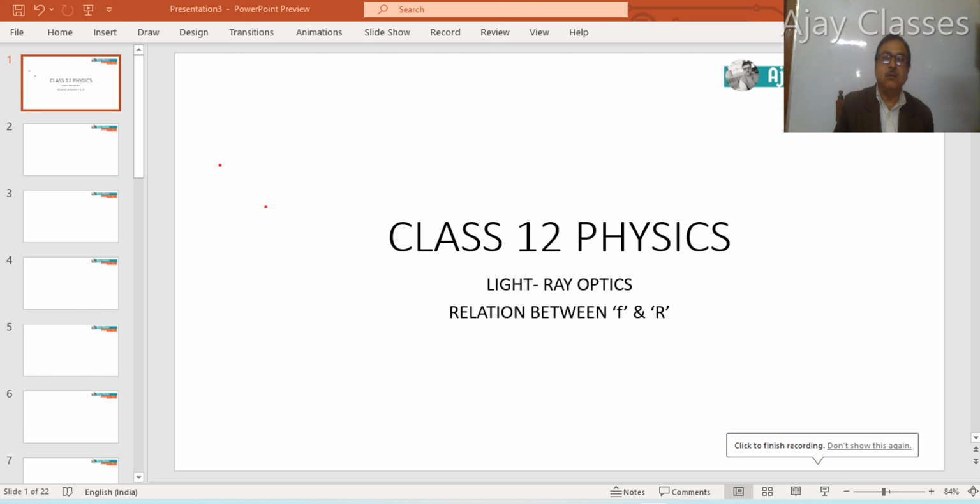We are going to study about spherical mirrors, in which there are some concepts related to the focal length and radius of curvature. So let us see how these two terms are related to each other.